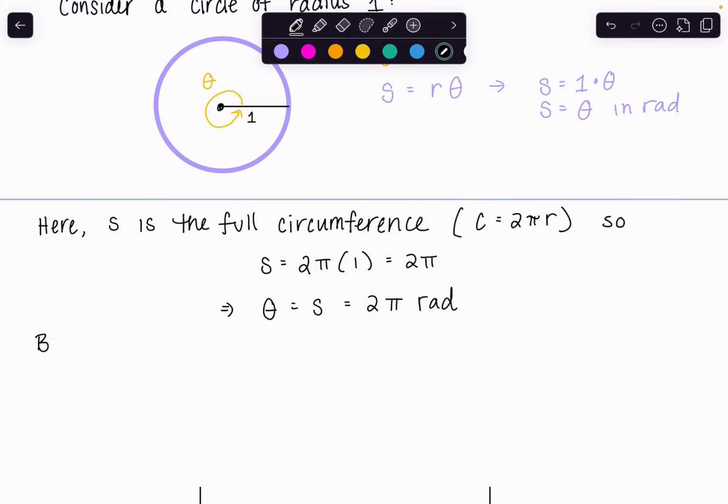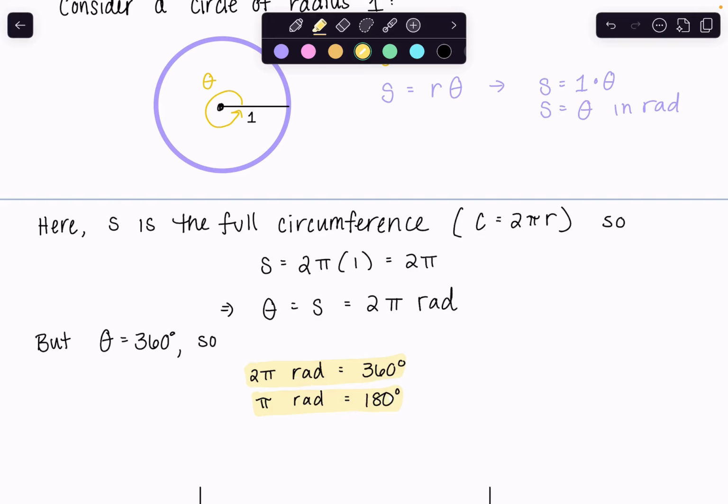So ultimately, we know theta is equal to 360 degrees. So our conversion, we have two of them. 2 pi radians is exactly 360 degrees, or dividing by 2, pi radians is going to be 180 degrees. Both of these are conversions that are helpful for us.